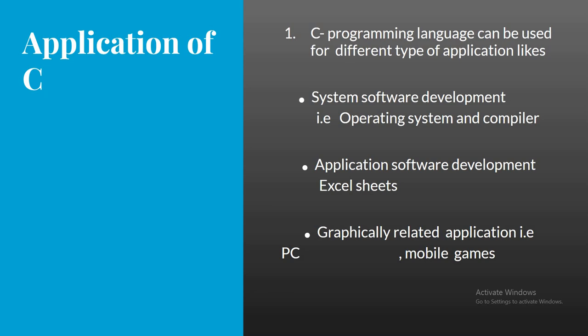Applications of C. The C programming language can be used for different types of applications, like system software development. All the operating systems are developed in C, and C++ software is also developed using C and C++. C is majorly used in operating systems, and in application software development like Excel sheets and graphically related applications, like games.